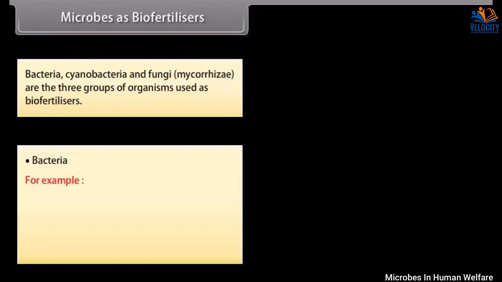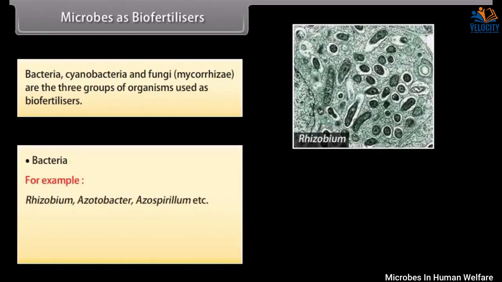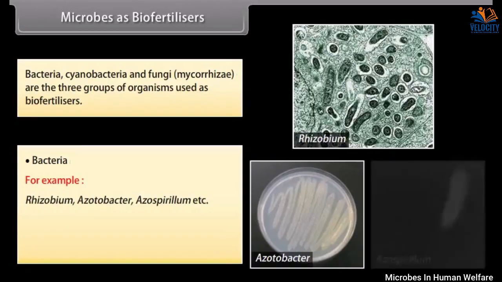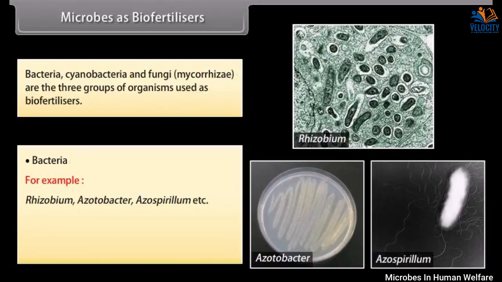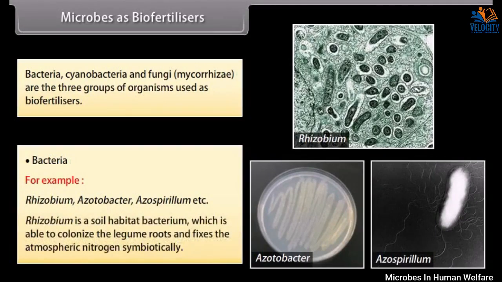Bacteria, for example, Rhizobium, Azotobacter, Azospirillum, etc. Rhizobium is a soil habitat bacterium which is able to colonize the legume roots and fixes the atmospheric nitrogen symbiotically.